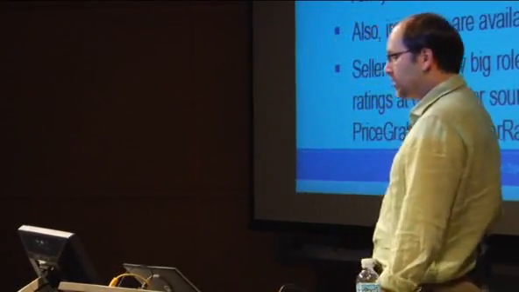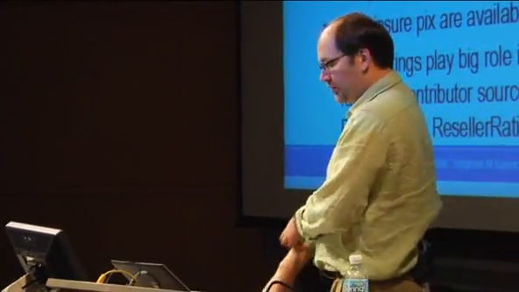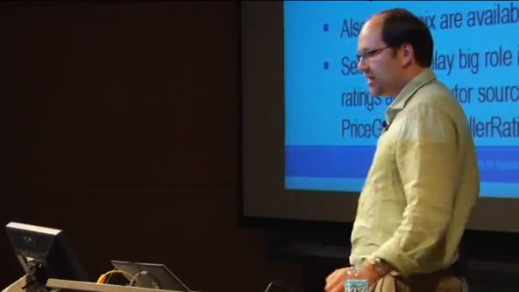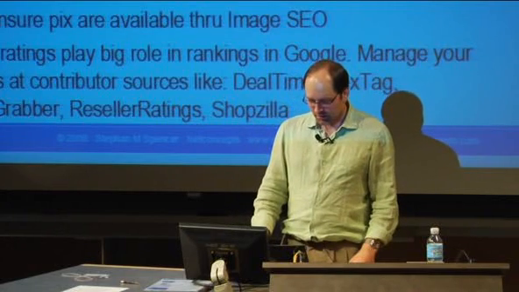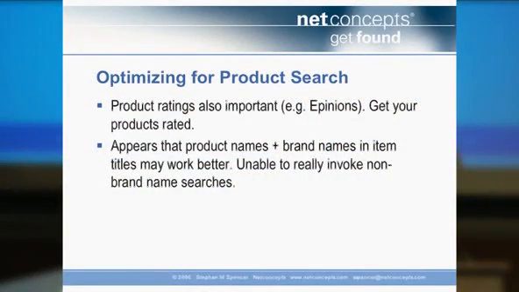Seller ratings play a big role in rankings in Google, and you can manage your ratings at contributor sources like DealTime, Nextag, PriceGrabber, Reseller Ratings, Shopzilla, etc. Epinions would be a great place too. Product ratings are important, and so sites like Epinions are great too. You get ratings, and that will help your rankings. It appears that product names and brand names and item titles may work better.